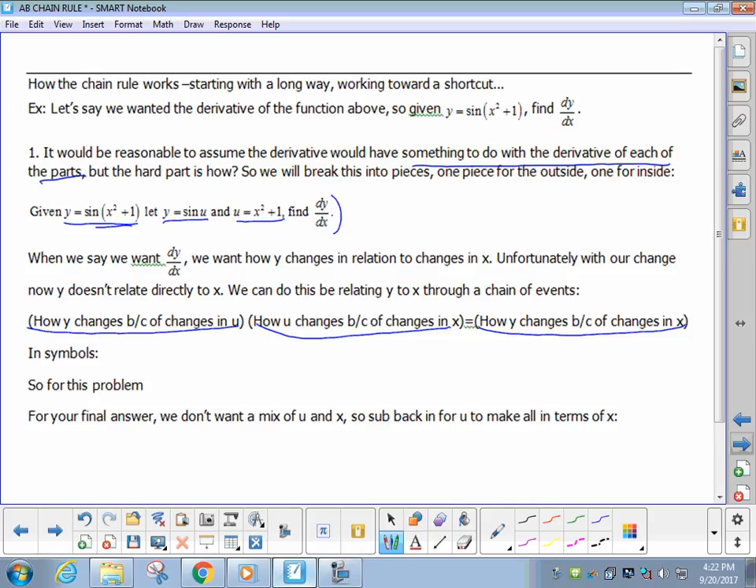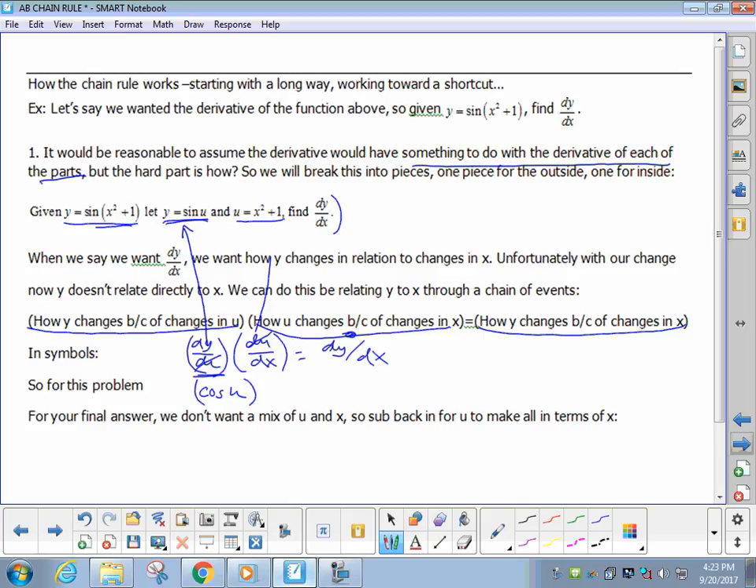That's pretty wordy. In symbols, how y changes with respect to changes in u would be dy du. And how u changes because of changes in x, that would be du dx. Well, a lot like we talked about in the whoosh section, the du's knock each other out, and we get a direct relationship of how y changes with changes in x. So for this problem, what is dy du, given that y is sine u? Then dy du is the derivative, cosine u.